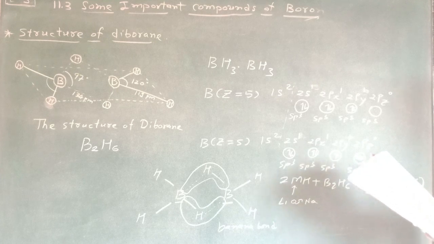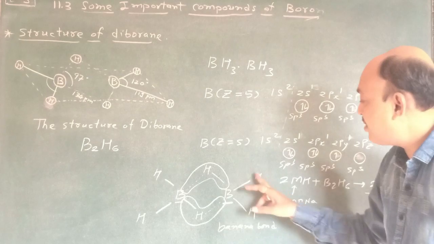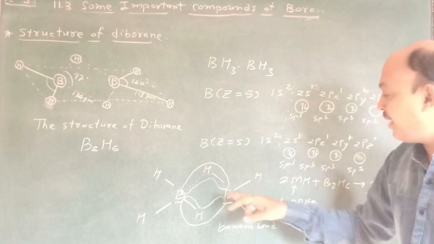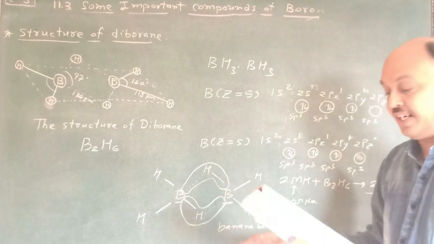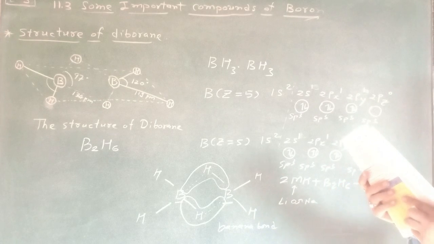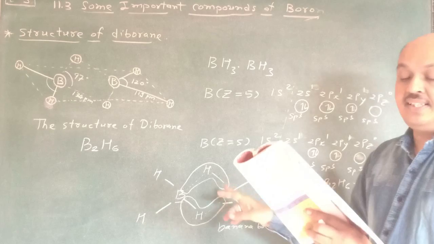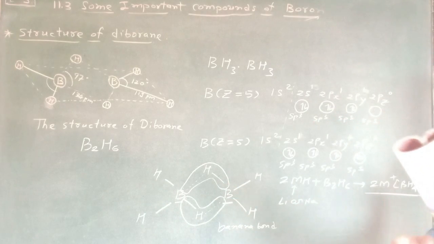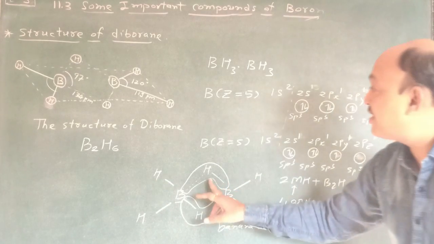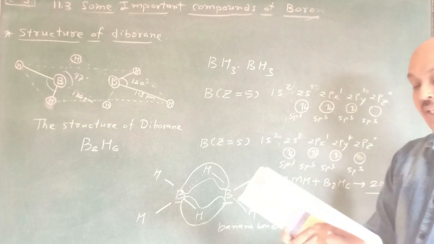So here there is a two center, two electron bond, but here there is a three center, two electron bond. Another term is three center and two electron. They are sharing, and due to that the banana bond is formed. It's very important, so write it completely.